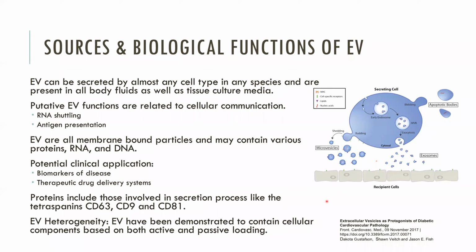target cell. Proteins that are involved in the secretion process end up being on the membrane of the EVs. Those include the tetraspanins. The most frequently used ones are CD63, CD9, and CD81. You'll see some of the work that I'm going to show you today involves those. And there's also a lot of heterogeneity within the EV populations. They've been shown to contain different cellular components, and those components could be based on both active loading mechanisms and passive loading mechanisms.